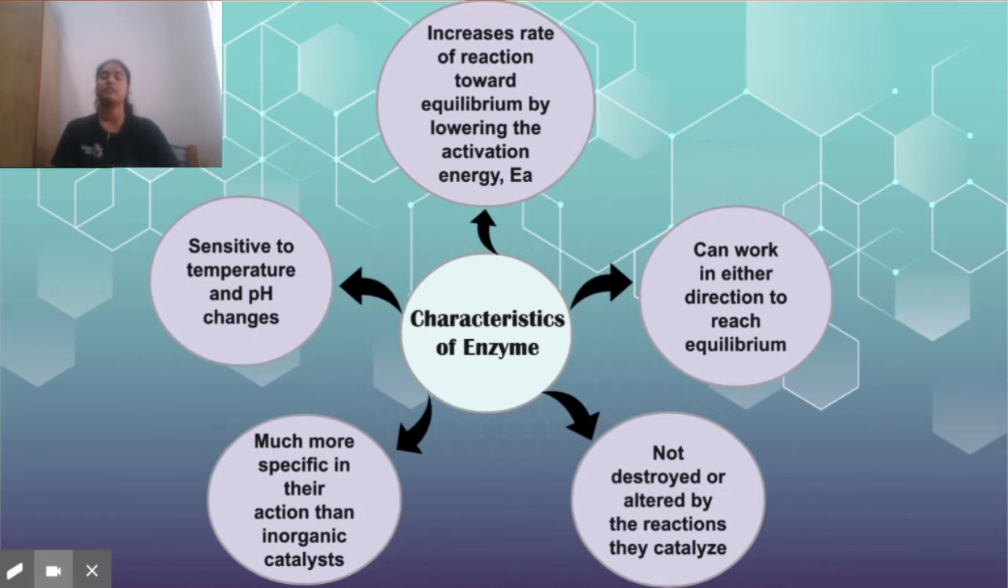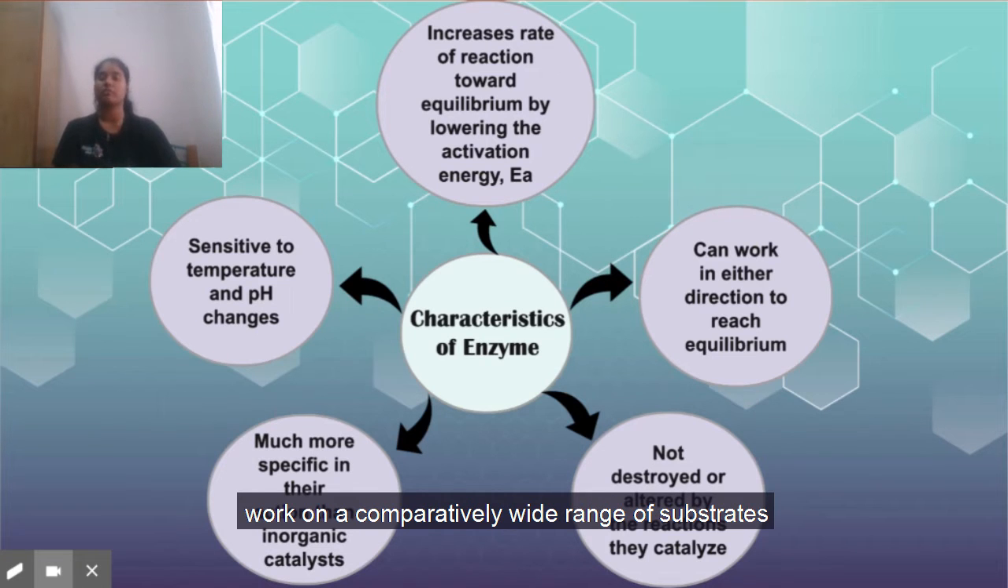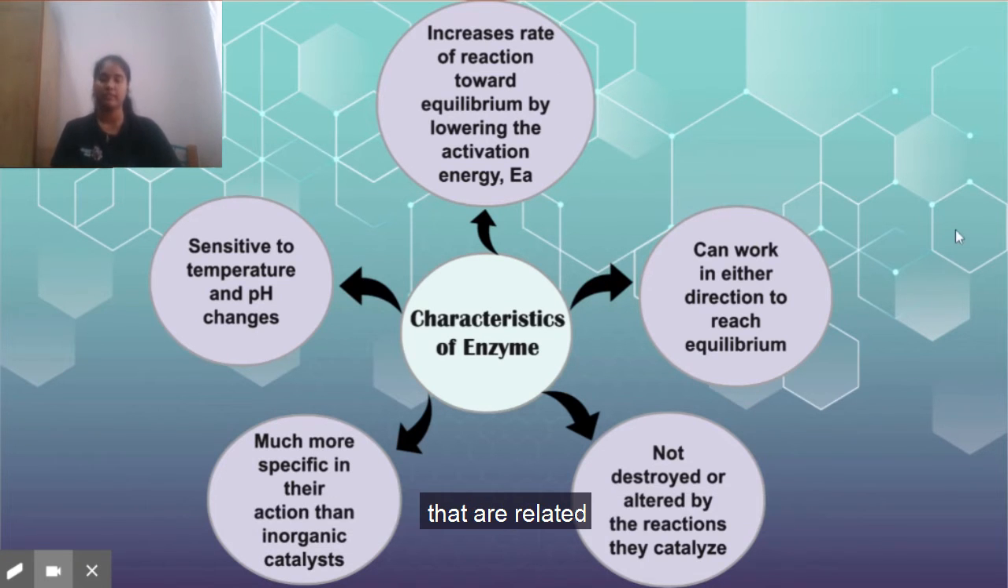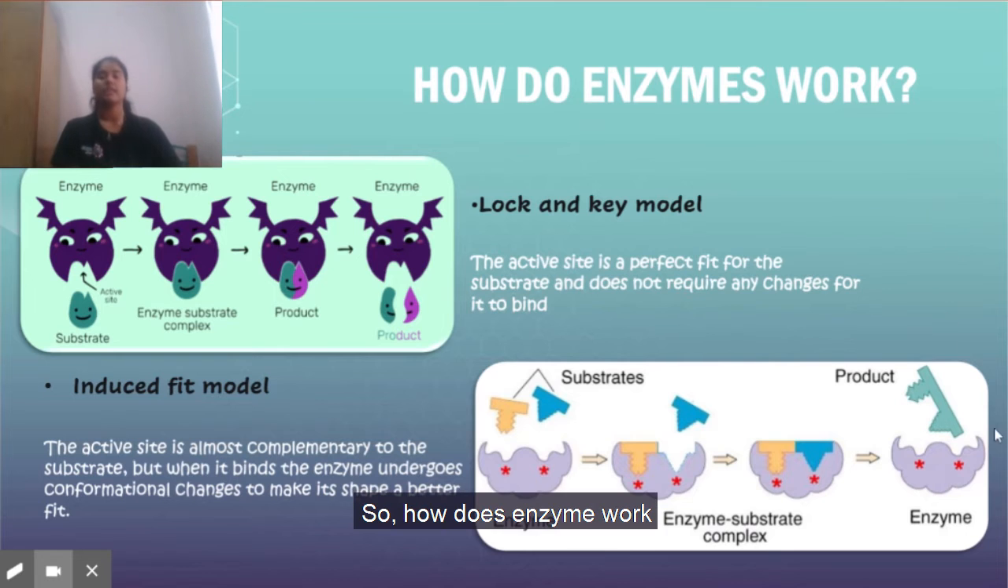Enzymes are much more specific in the reactions they catalyze than inorganic catalysts. Most intracellular enzymes work on a particular substrate while some digestive enzymes work on a comparatively wide range of substrates that are related. So how does the enzyme work? Substrate will bind on the active site of the enzyme, which will cause the formation of enzyme-substrate complex. And once the products are formed, the products will be dissociated or separated from the active site of the enzyme.